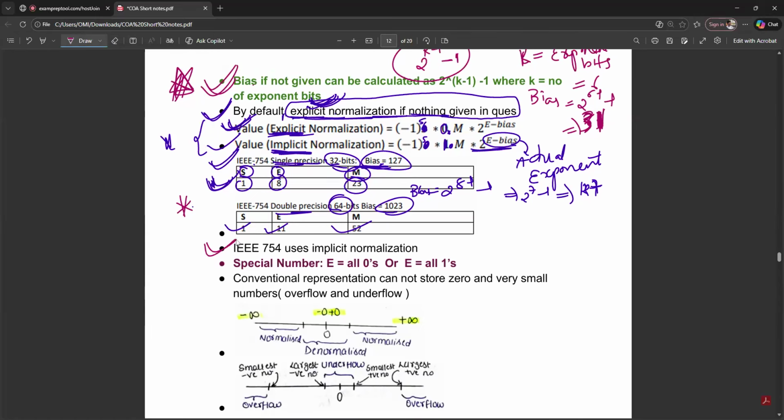And IEEE 754 uses implicit normalization, which means 1.m. So whenever you use this value, you have to use 1.m.